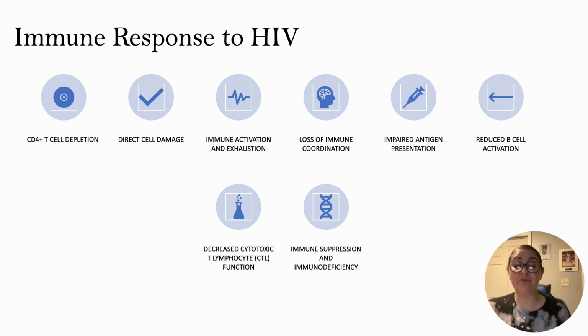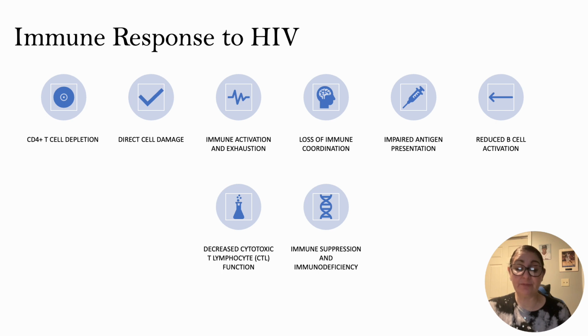Reduced B cell activation. CD4 T cells play a crucial role in activating B cells, which produce antibodies. The loss of CD4 T cells hampers this activation, leading to reduced antibody production. Decreased cytotoxic T lymphocyte function. These cells are essential for recognizing and eliminating cells infected with viruses. HIV can impair the function of these cells, reducing their ability to control the virus.